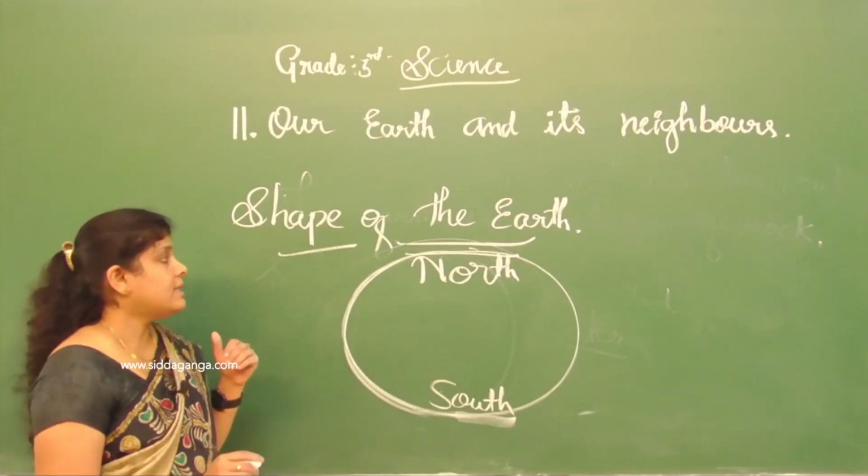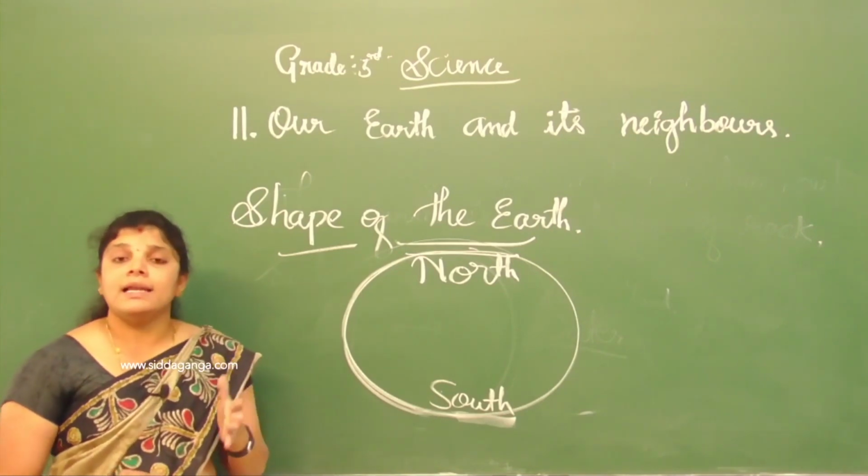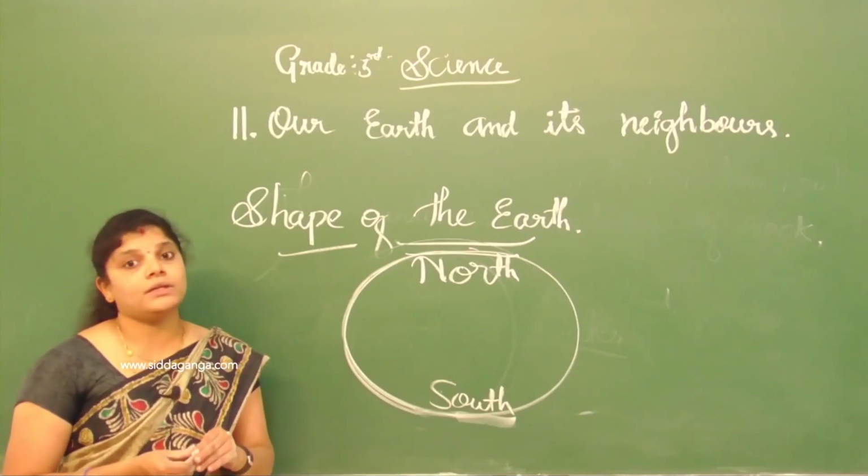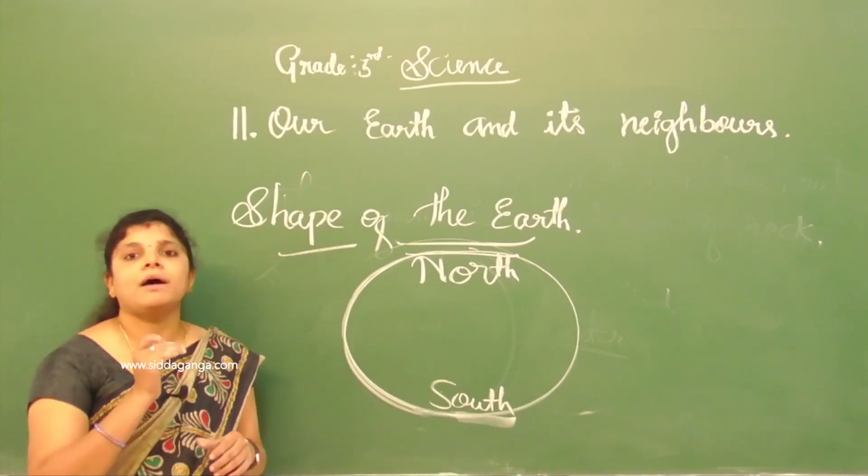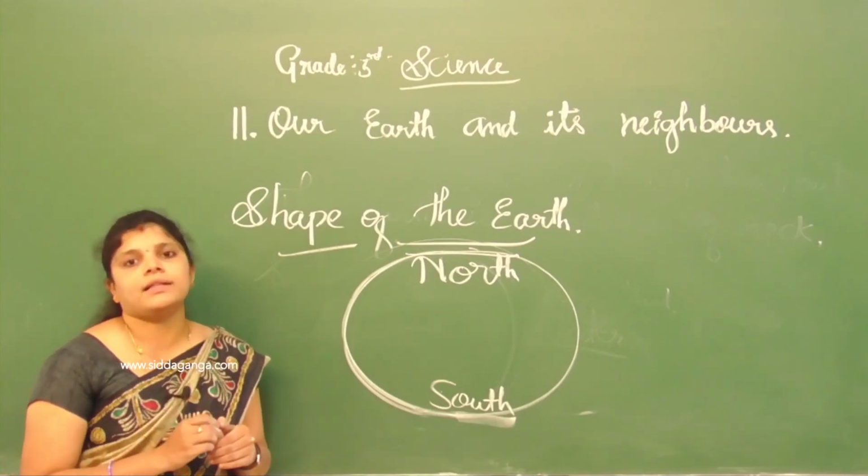Next is the living things on the earth. Living things are possible only on our earth. Why?